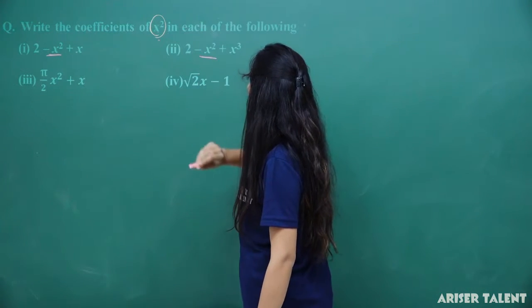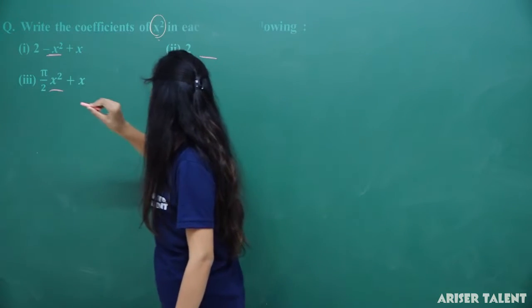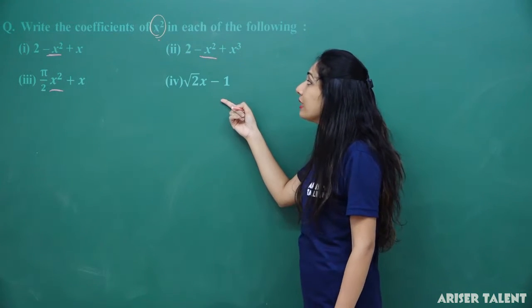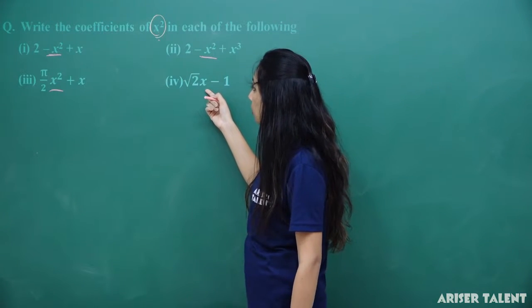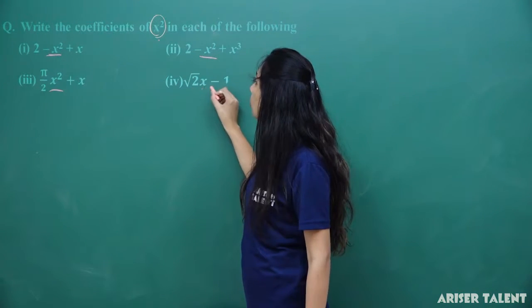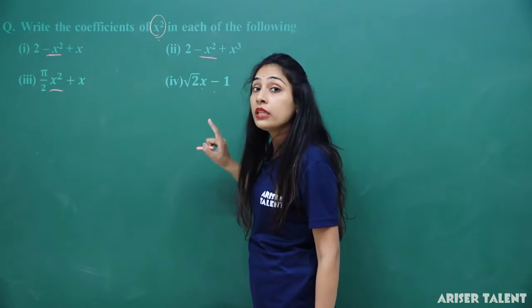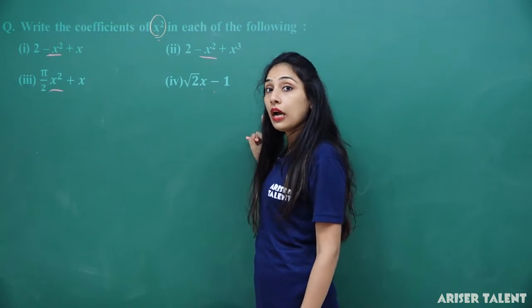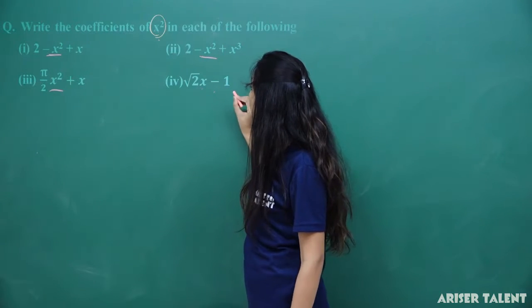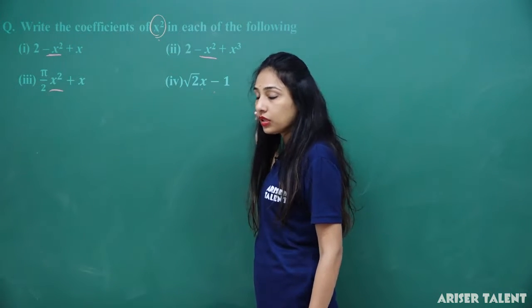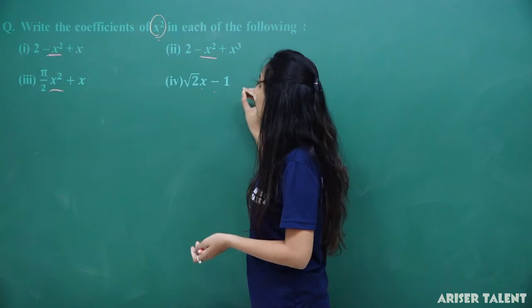Okay, this is x square and this is x square, and here look carefully at the question number 4th one. We are having root 2x. That means there is no coefficient of x square, so we are not having any x square here. Leave it for now. We'll discuss it further.